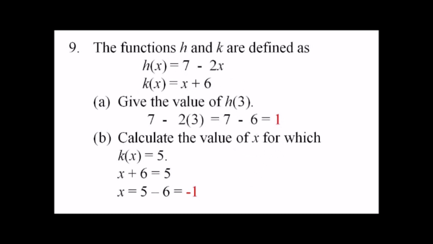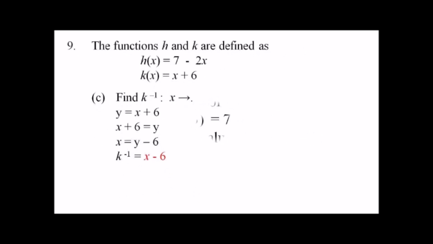And 9a, give the value of h of 3. So where you see x in h of x, you put 3, you would get 1. And then the value of x for which k of x is 5. So that means x plus 6 equal to 5. Work it. X equal to 5 minus 6. So you get negative 1. Straightforward. Just put your values in, find the function, put your values into that function, write an answer.